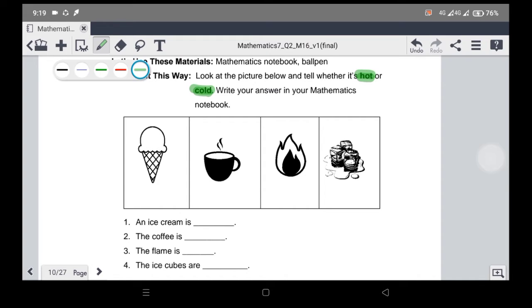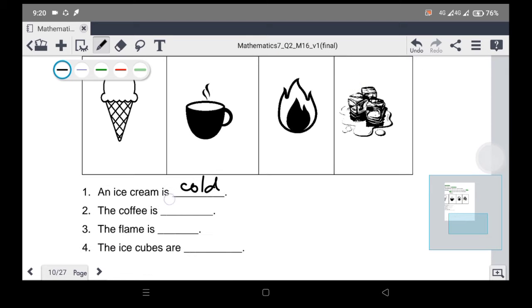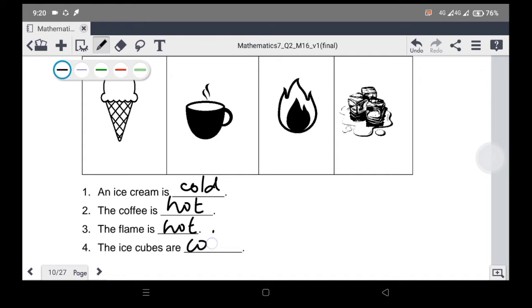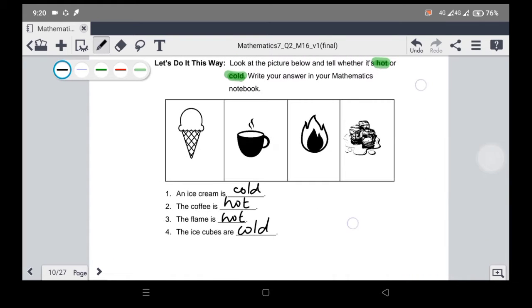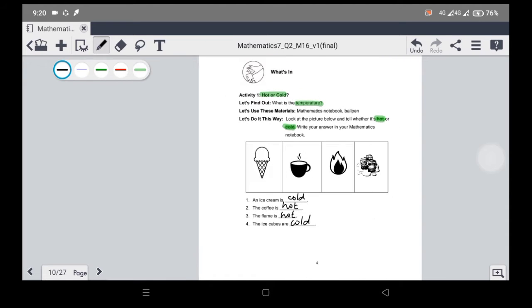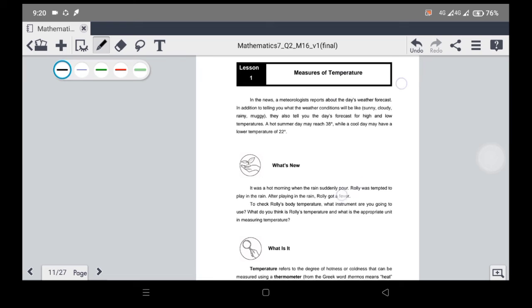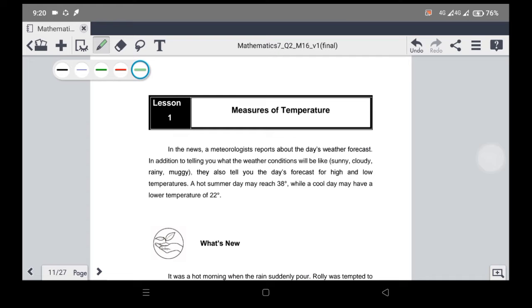Okay, so we will answer number 1. An ice cream is, of course, cold. The coffee is hot. The flame is also hot. And the ice cubes are cold. Now these objects tell something about the temperature of an object, whether it is hot or cold. Let's proceed. So our lesson tells us about measures of temperature.